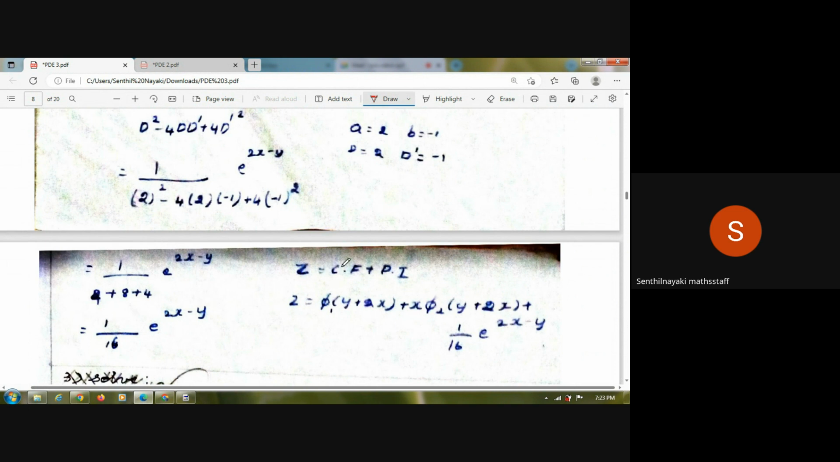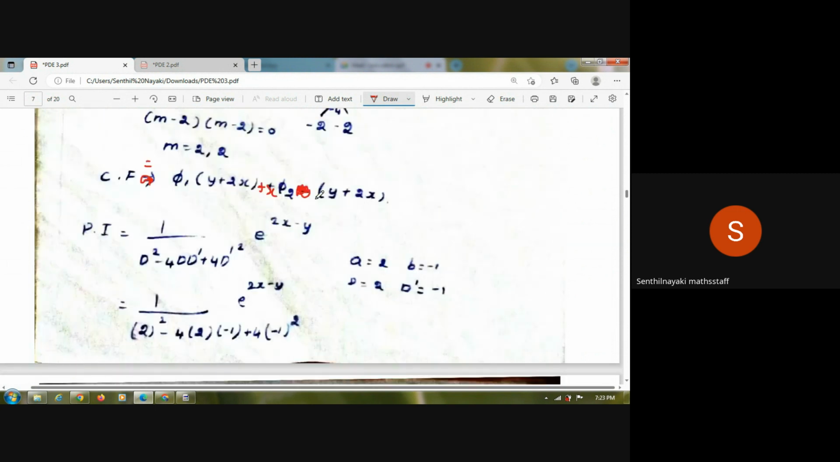So therefore the general solution is CF plus PI. CF is pi 1 of y plus 2x plus x into pi 2 of y plus 2x, plus PI is 1 by 16 into e power 2x minus y. Okay, this is the first type. The second type is polynomial. If it is a polynomial, we have to use any one of these 4 formulas.